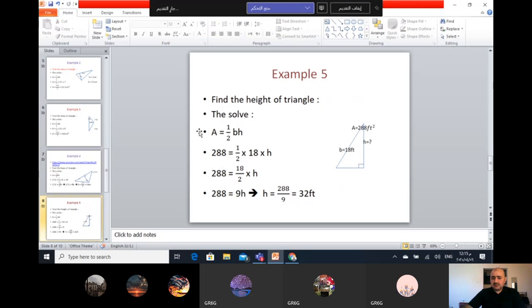So start from the formula. A equals 1 over 2 multiplied by the base multiplied by the height. Now substitute. I know the value of the area, A equals 288. On the next side, we have 1 over 2 multiplied by the base. The base here will be 18. So right here 18, multiplied by the height.